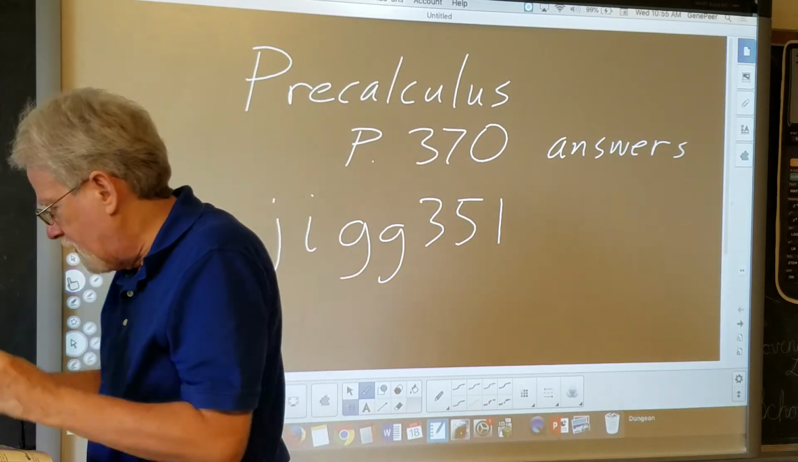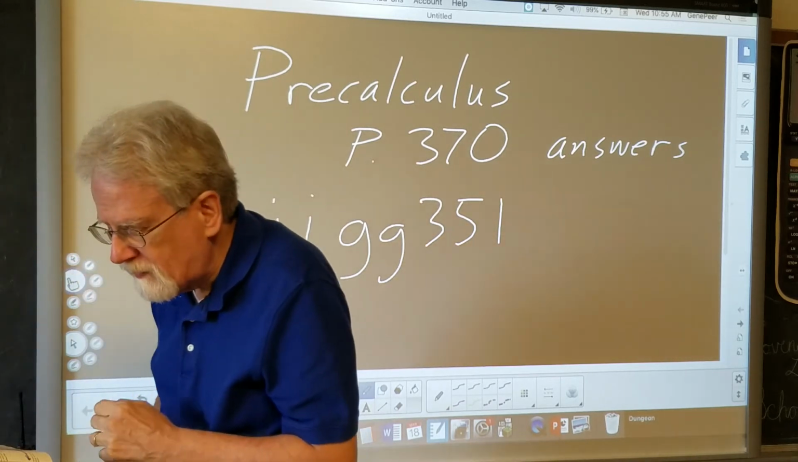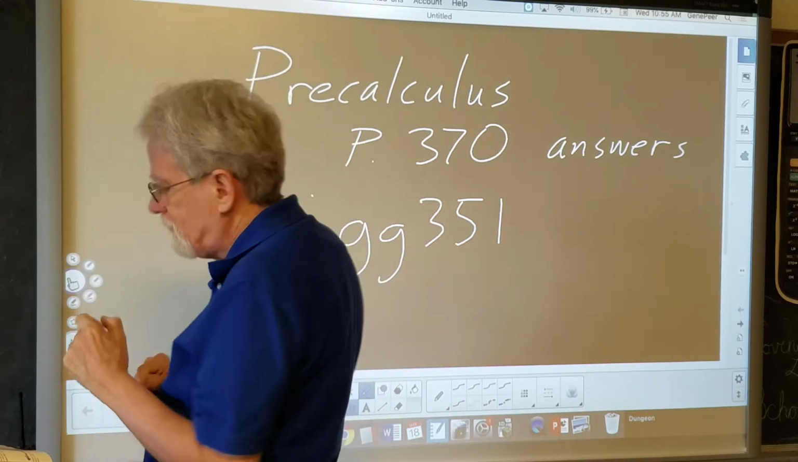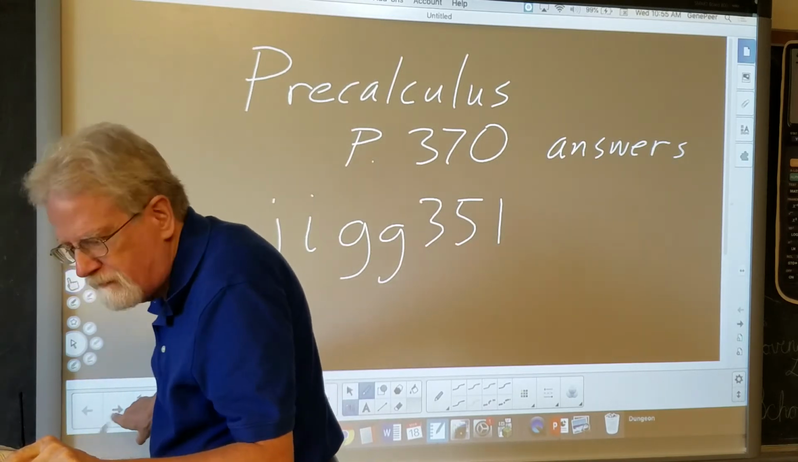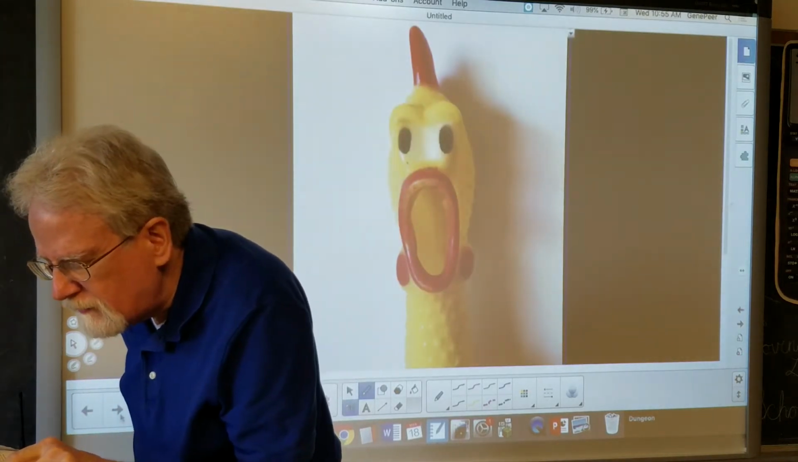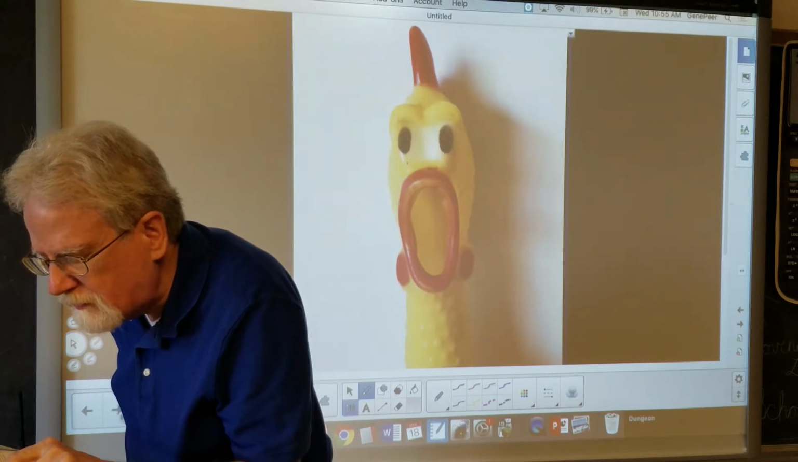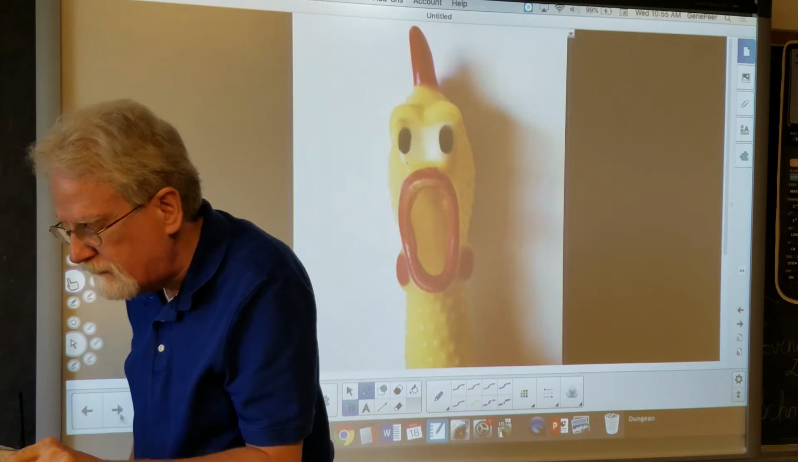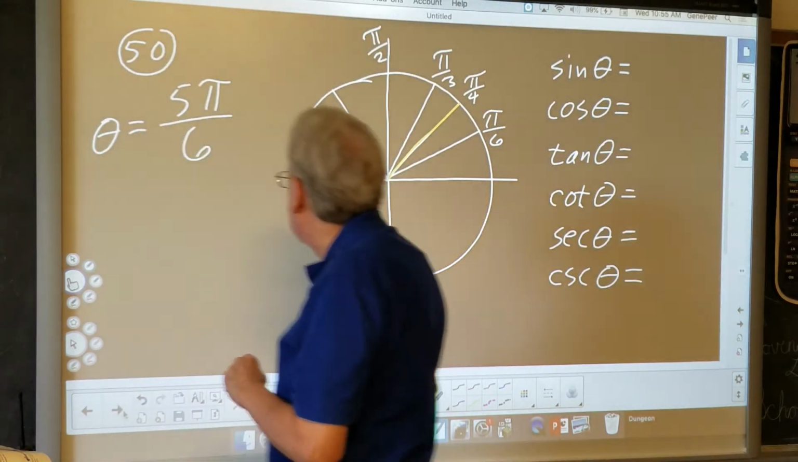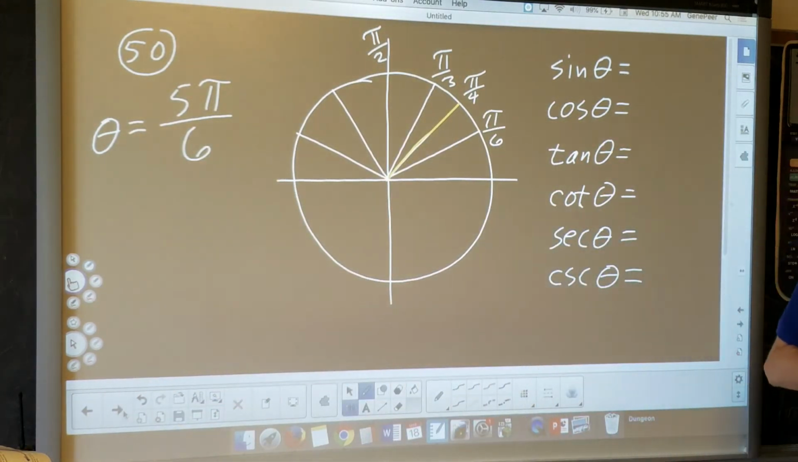All right, so we move on. Looking at page 370, we will start now with number 50. Number 50 is asking for all 6 trigonometric functions of 5 pi over 6. All right, first we need to figure out where in the world is 5 pi over 6.